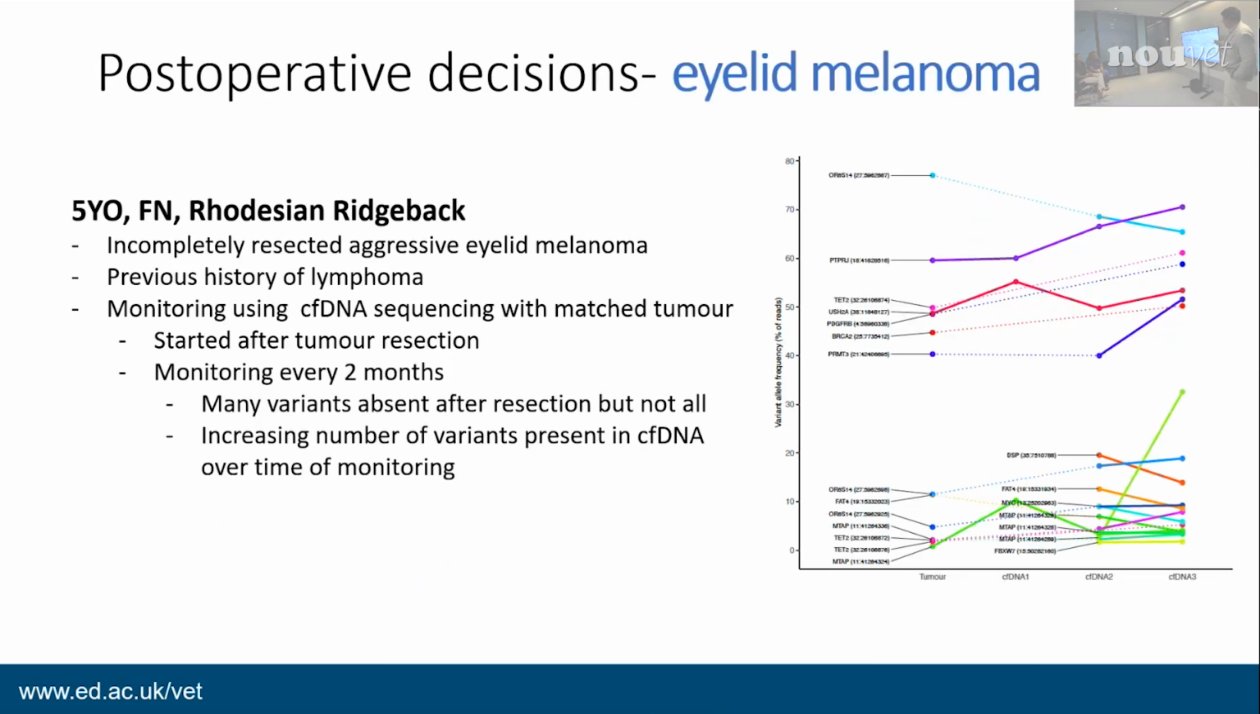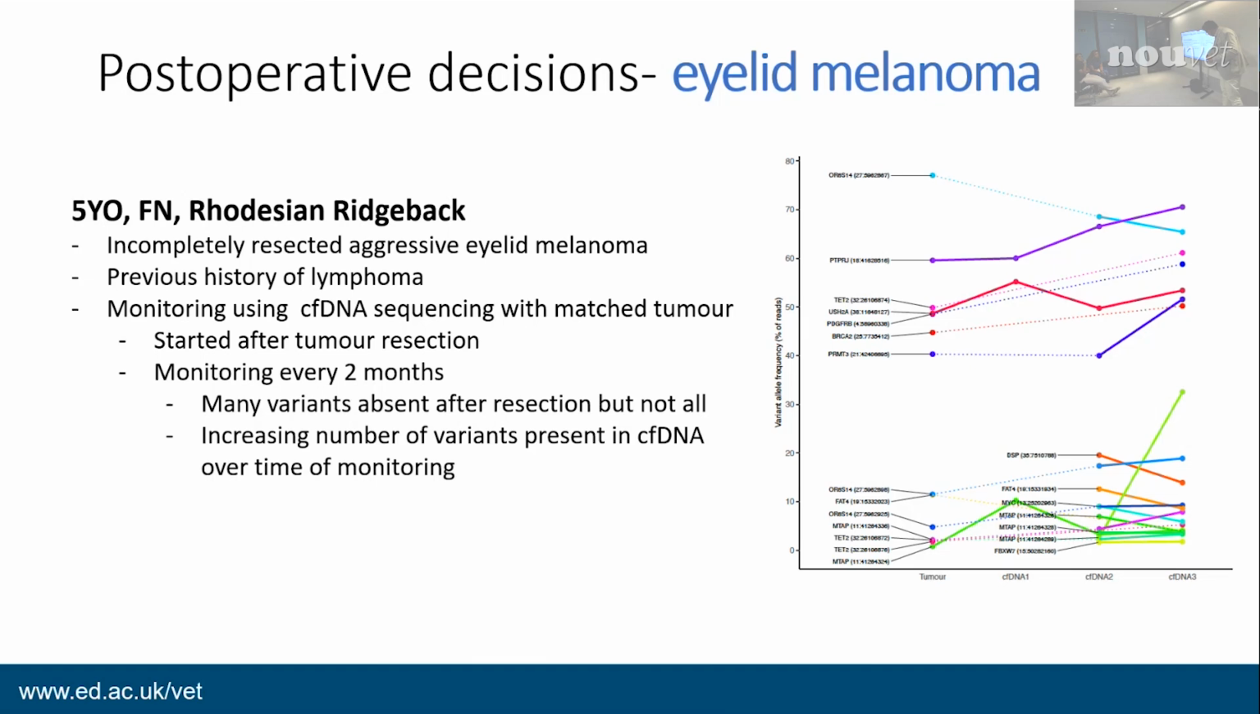And then this is an eyelid melanoma in a 5-year-old Rhodesian Ridgeback. So again, it was incompletely resected. The dog had also previous history of lymphoma, so the owners wanted to potentially investigate whether we can follow up both, right? We found some mutations after the melanoma, we suspected. And again, my colleague was thinking like, Maciej, it's almost impossible that you found something. So I told her, let's sequence the tumor and then let's see what we can find.